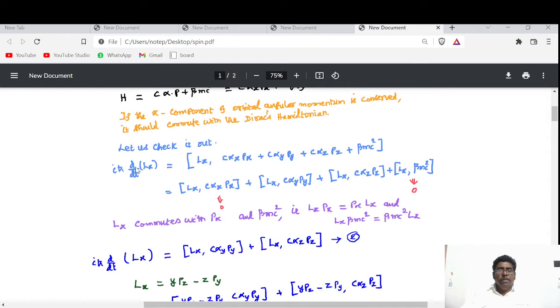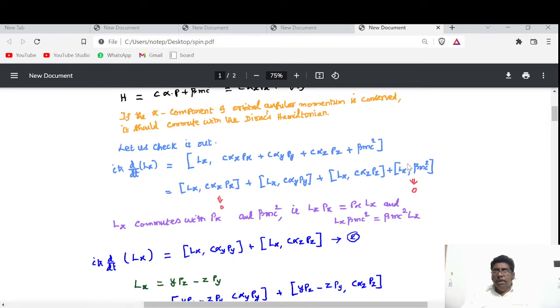Now take this equation iħ d/dt of Lx, then this is equal to, inside the square bracket, Lx comma the Hamiltonian value, and align the Hamiltonian into different compartments with Lx. So [Lx, c αx px], then [Lx, c αy py] plus [Lx, c αz pz] plus [Lx, β mc²]. Here the first term is concerned, all are expressed in terms of x, so this is equal to 0.